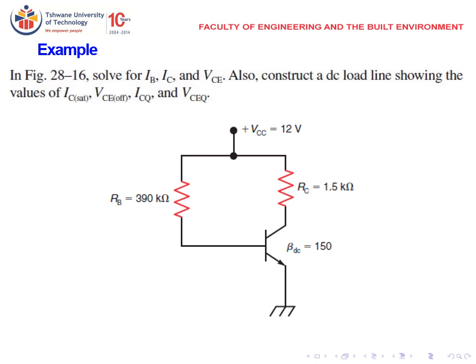and the value for VCE. To calculate the value of IB, we will look at it from the base side. VCC equals IBRB plus VBE. So the only unknown would be our IB, which would be equal to VCC minus VBE divided by RB. And then to calculate IC, we take beta times IB. And then to calculate VCE, VCE will be VCC minus ICRC.